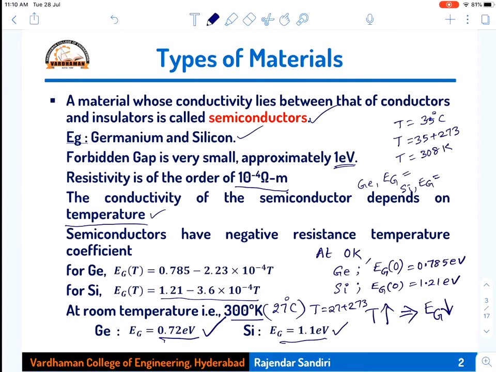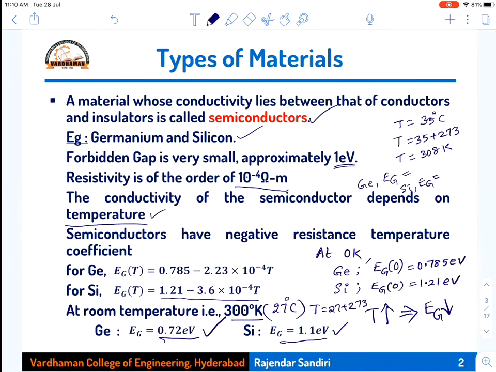So that means as temperature increases, the energy gap decreases. At 0 Kelvin, it will be maximum for a semiconductor, and at 0 Kelvin, it acts like an insulator. As temperature increases, at room temperature and beyond, it acts like a semiconductor. The conductivity increases as the temperature increases. So that's all about this one.